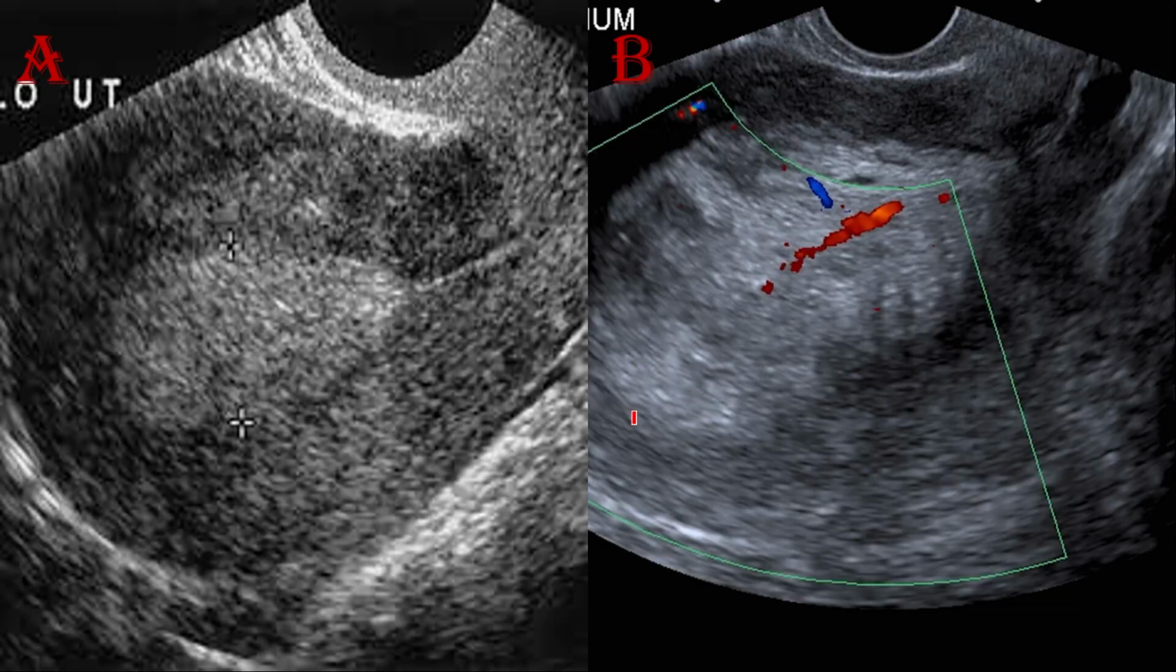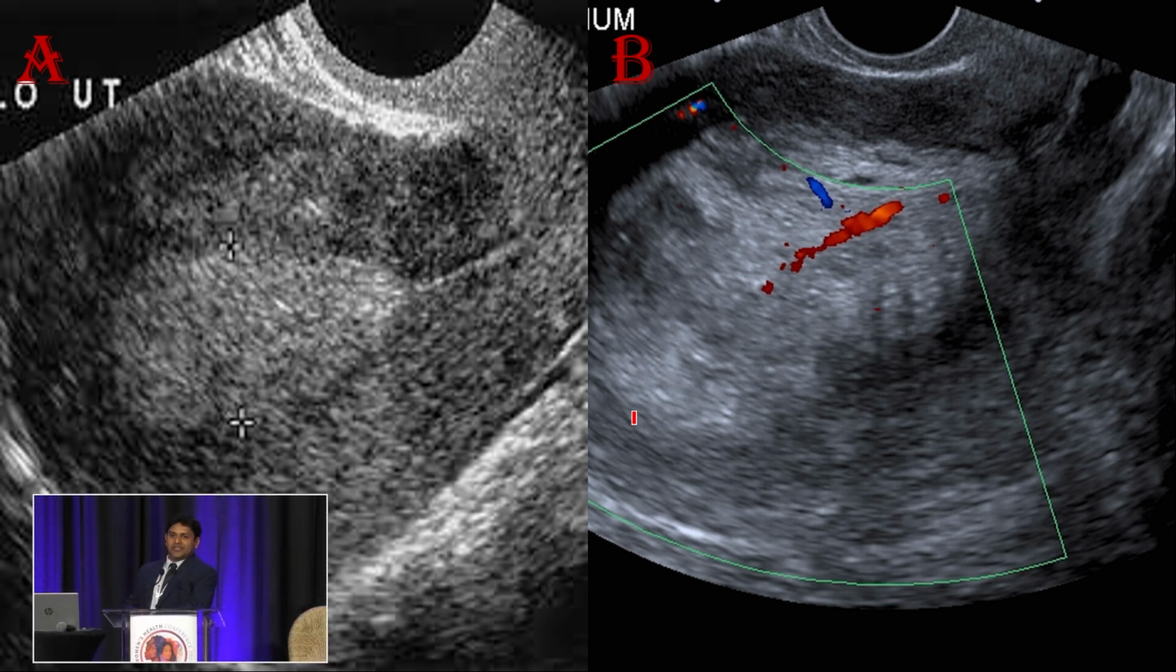Here are two cases, case A and B. A and B, both are transvaginal ultrasound scans. So both have abnormal endometrium. So I want you people to diagnose which one is which.